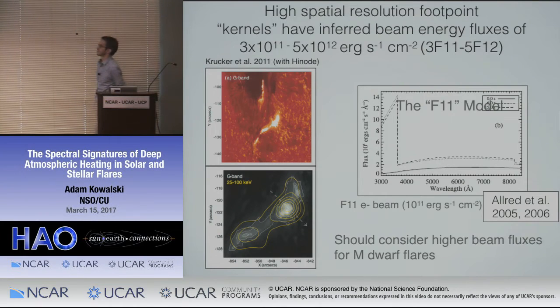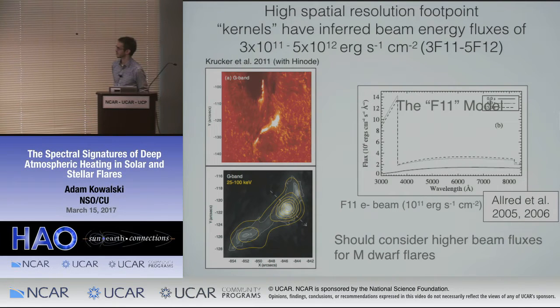So for solar flares, we have energy fluxes in electron beams of several times F11. And other flares with high spatial resolution data have shown, or suggested, energy fluxes of greater than F12. So for M-dwarf flares, we should probably consider something that large or larger, given that these flares are just much more energetic. And when you go to simulate an F11 beam in an M-dwarf atmosphere, you get the plot on the right, which is from Joel Allred's thesis.